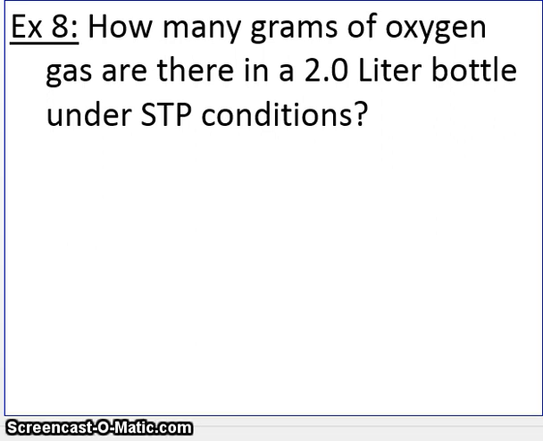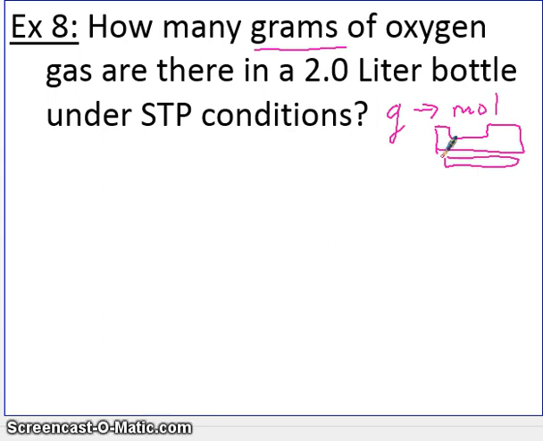So first of all, we're asking to solve for grams. Now grams, remember, is connected to moles. You can go from grams to moles using the periodic table. That is how we go from grams to moles. So really what we're solving for is moles. Let's first solve for moles. That is the one we don't know. That is the one we're going to be solving for.